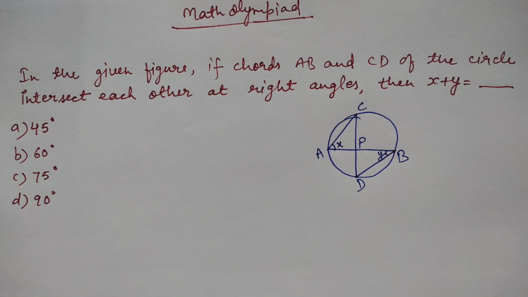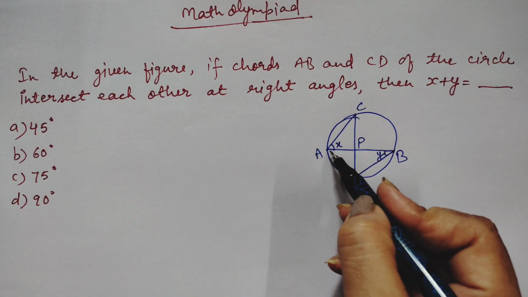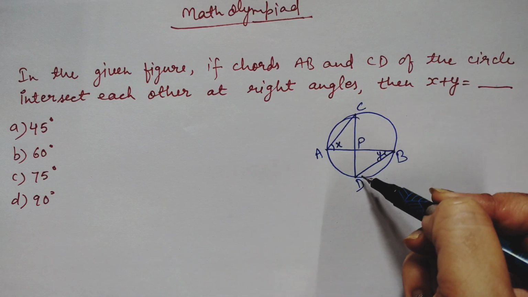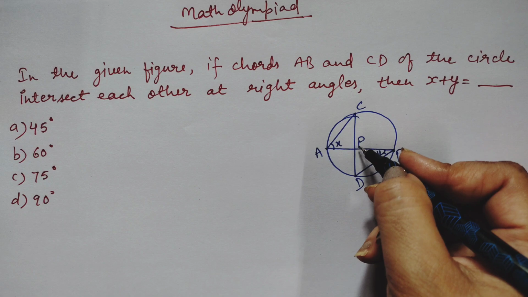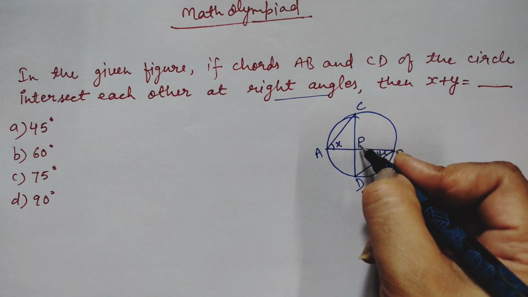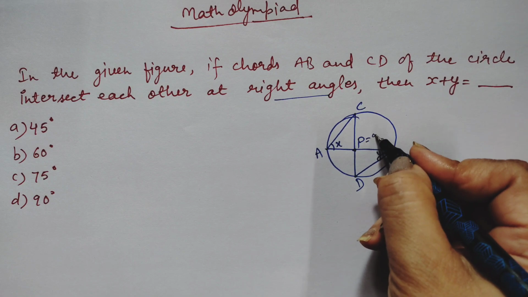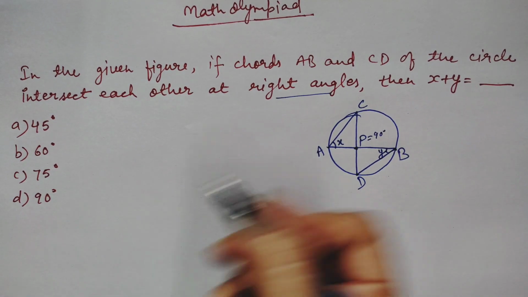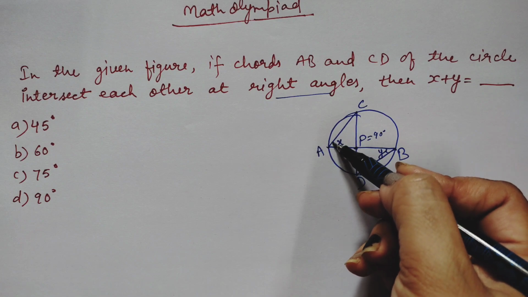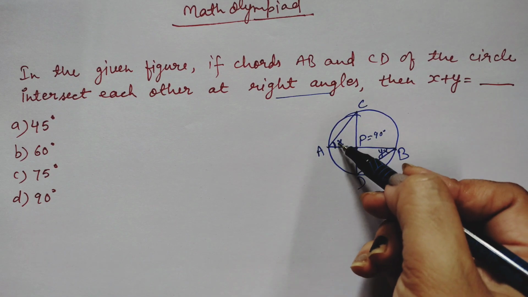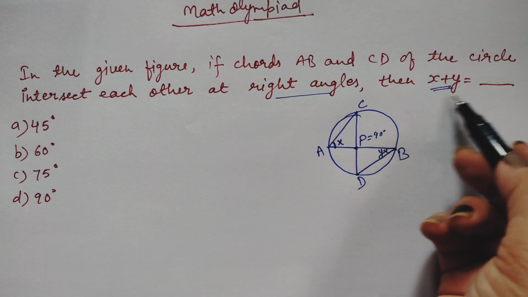So this is the geometry question. In the given figure, you can see AB and CD are two chords of this circle, and these two chords intersect each other at a right angle. Right angle means this point P is 90 degrees. So we need to find x plus y, and you can see this x value and y value, and if we add them, we'll find x plus y.